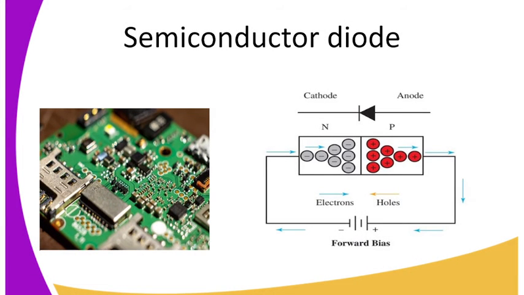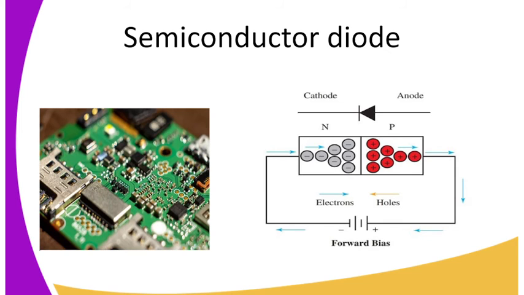Next, we have a semiconductor diode. This is a one-way conduction device consisting of a p-n junction and having two terminals. That is a semiconductor diode. It is also known as the p-n junction diode. The anode, p-type, and the cathode, n-type, are represented there. That is a semiconductor diode, and it can either be reverse biased or forward biased.